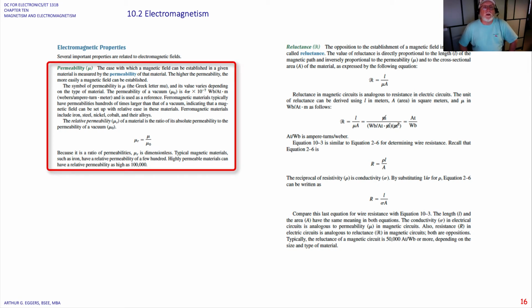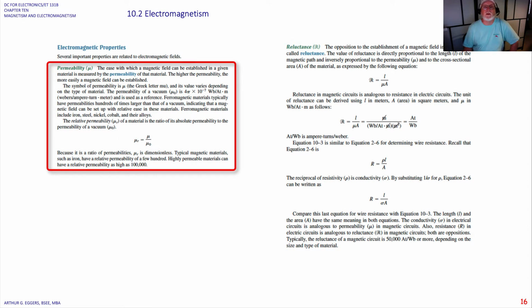So what properties do we have associated with electromagnetics? Permeability, the little mu letter, the thing that we use for micro, we also use mu for the permeability. The permeability is the ease with which a magnetic field can be established in a given material and is measured as the permeability of that material. The higher the permeability, the more easily a magnetic field can be established. So if you've got a material that's permeable, then you have a good chance of establishing a magnetic field.